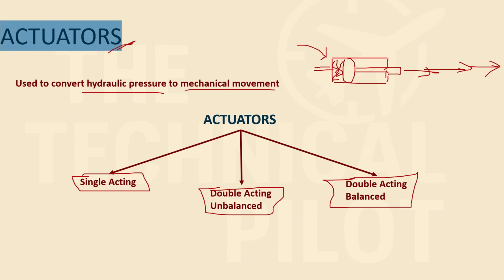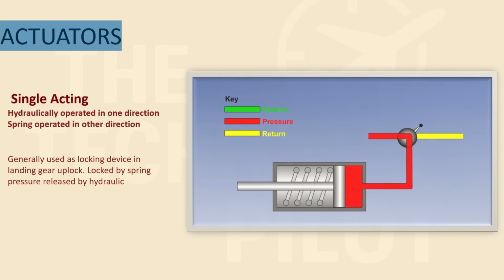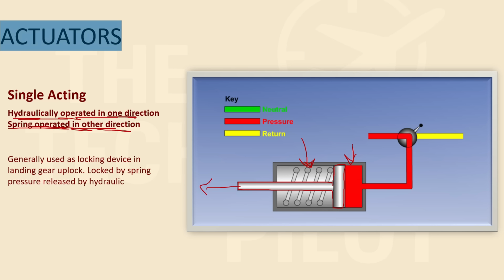All right, so single acting actuator. What it does is, as the name suggests, it is single acting. So it is hydraulically operated in one direction and spring operated in the other direction. So you have a piston over here. This is your piston, and you have hydraulic fluid on one side, and you have a spring on the other side, right? So one side, like this motion towards the left, will be done with the help of hydraulic fluid.